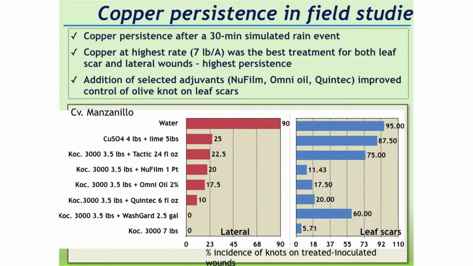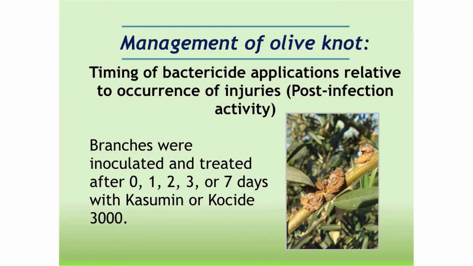The Nu-Film, the Omni oil, did the best on leaf scars as far as our testing goes. So we can get improved performance. So you cut your rate of copper in half, you add your surfactant or adjuvant sticker, and you can. These are the products that we would recommend when doing that. And lastly, I just want to point out that we did some work, and I think this has a real impact.